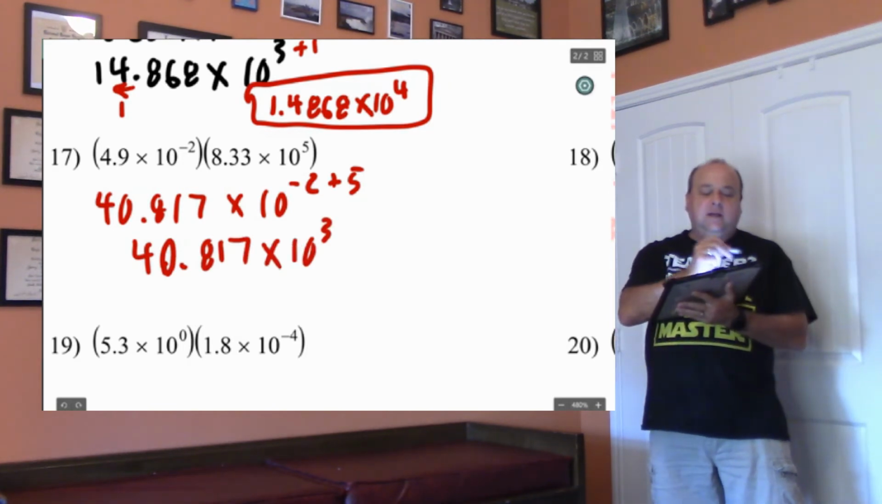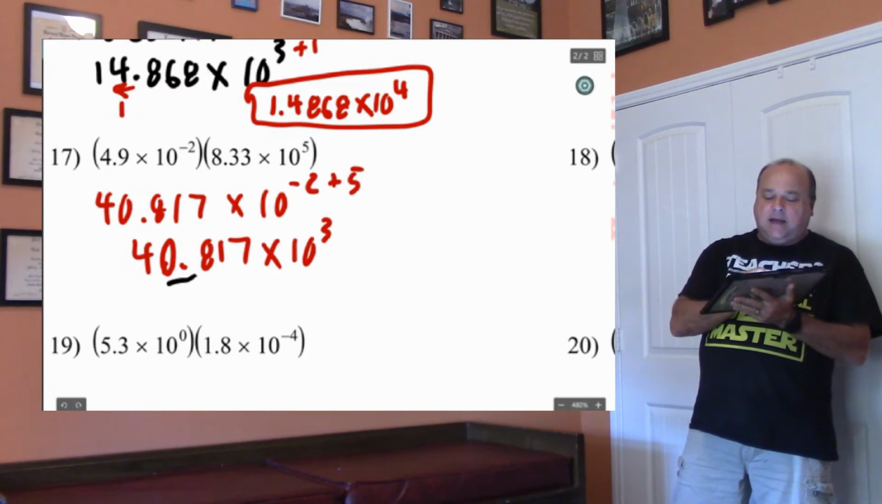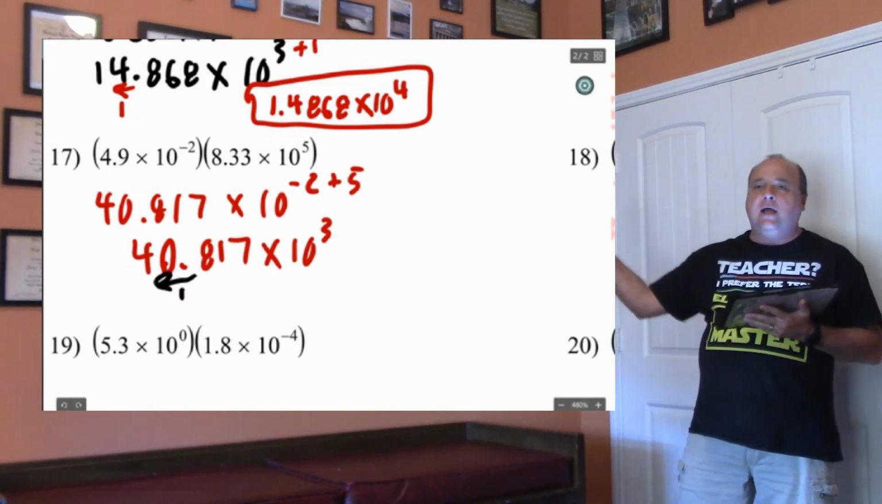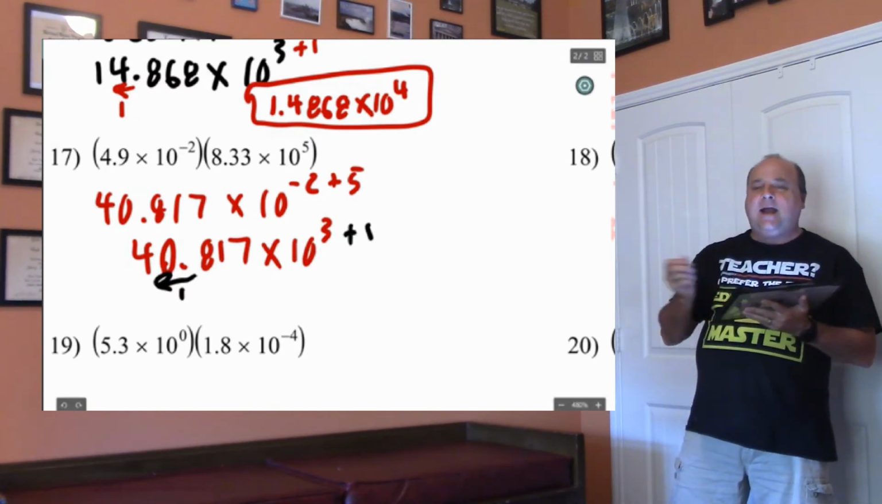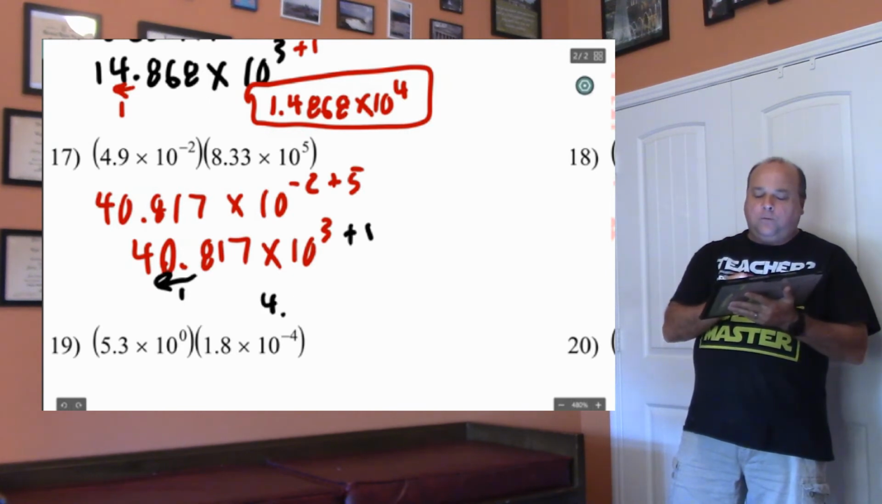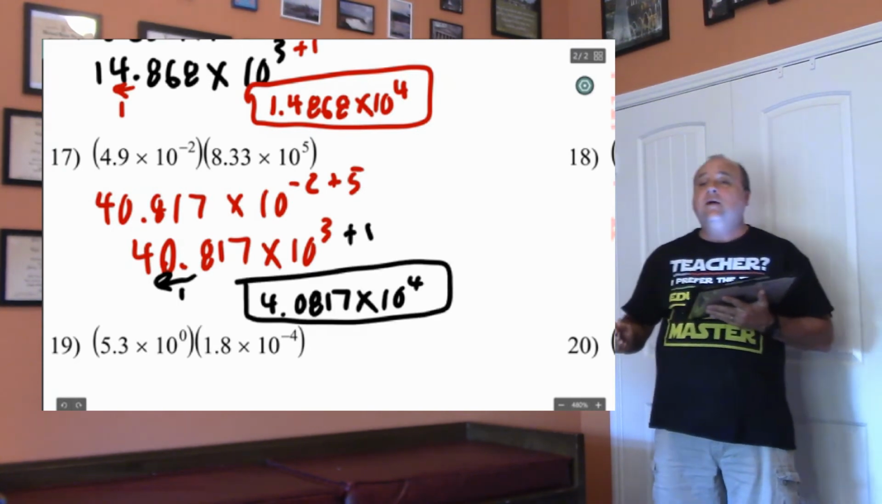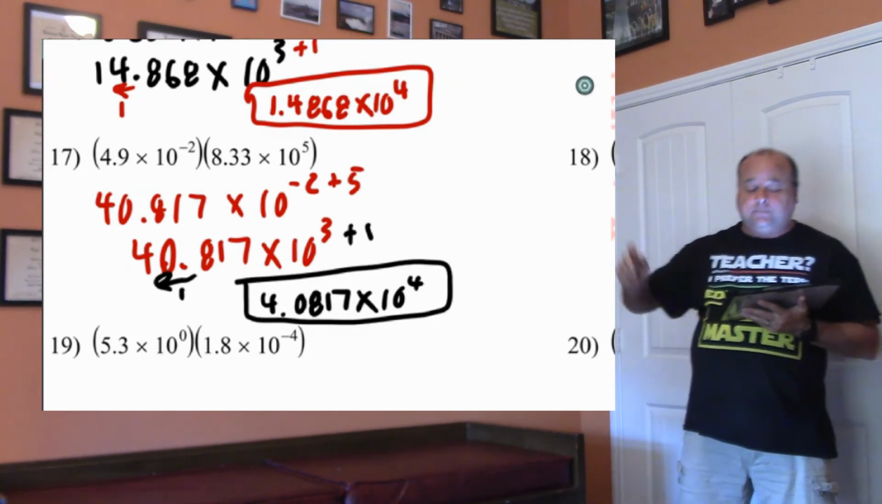Now that the exponent is not in the right space, is it? I got to go one spot to the left, don't I? If you go to the left, you're going to add, aren't you? So we're going to have 4.0817 times 10 to the 4. Fun, fun, fun, fun, fun.